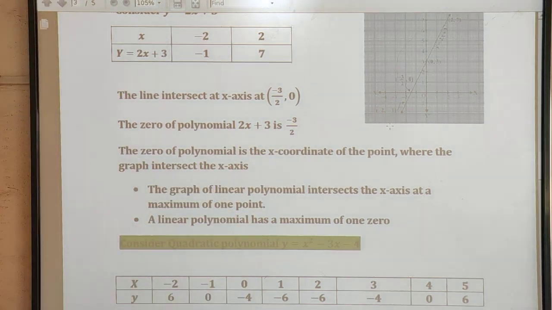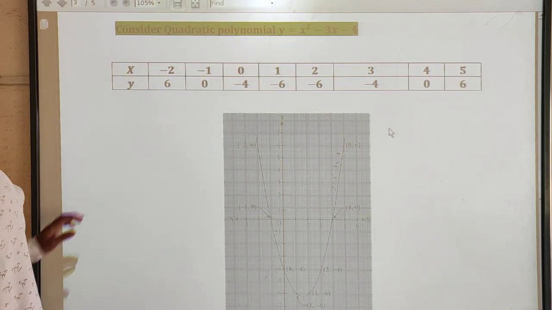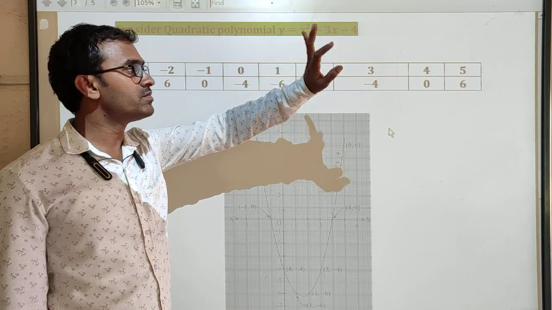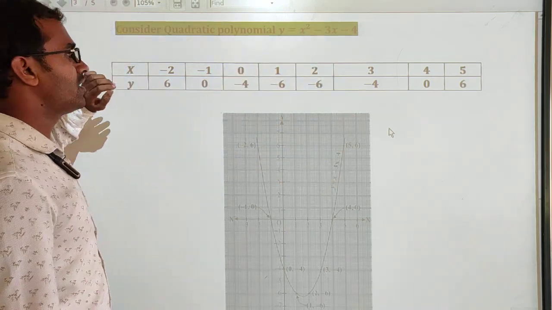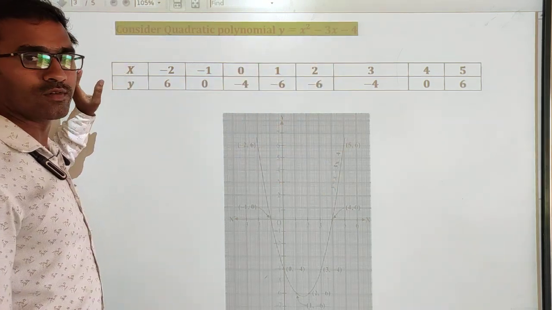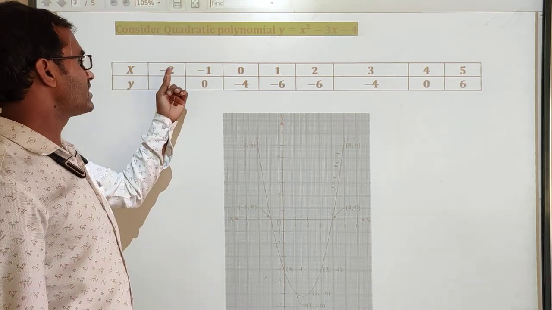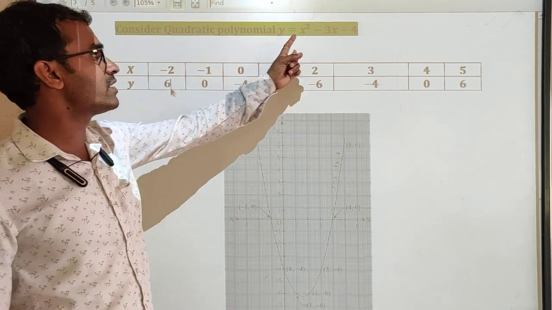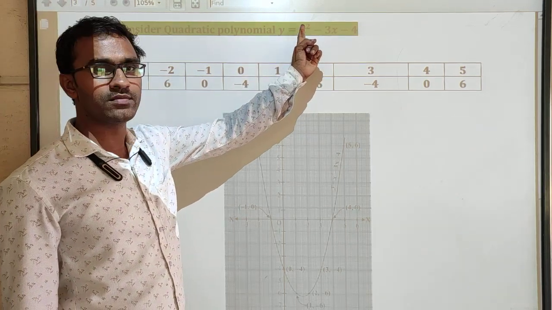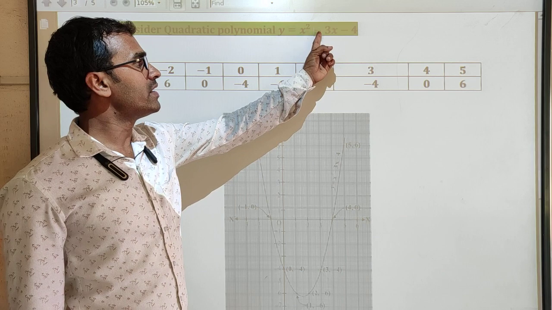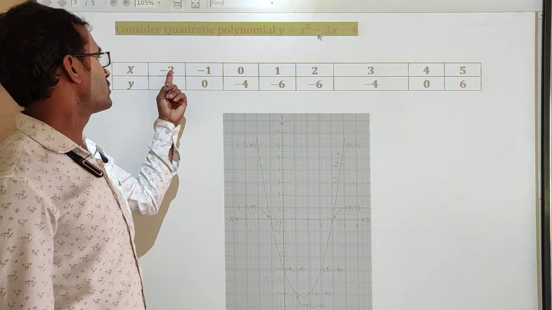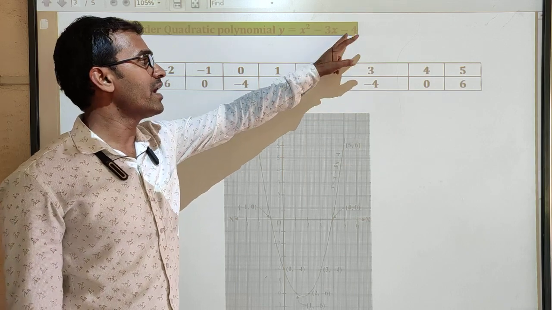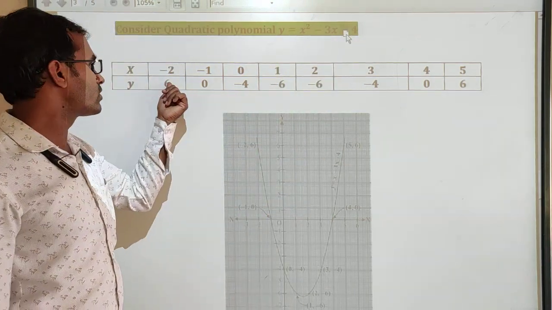Next one is, let us consider the quadratic polynomial x square minus 3x minus 4. So take a table with x value and corresponding y value. We'll take x equal to minus 2. Substitute x equal to minus 2: square, 4, minus 3 into minus 2 plus 6, and minus 4. We get y equal to 6.